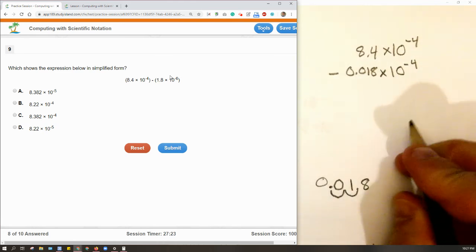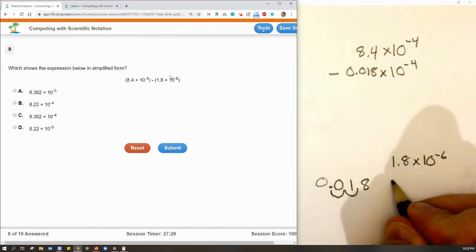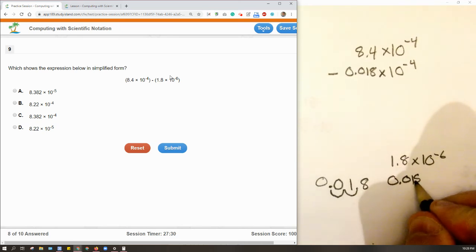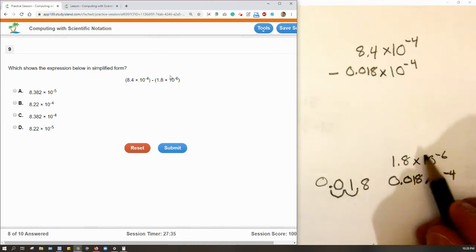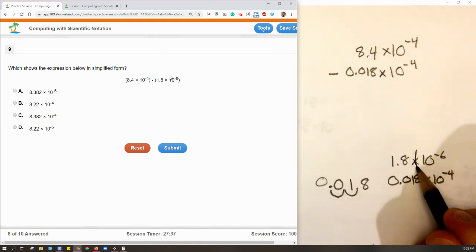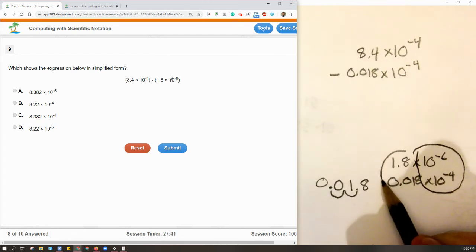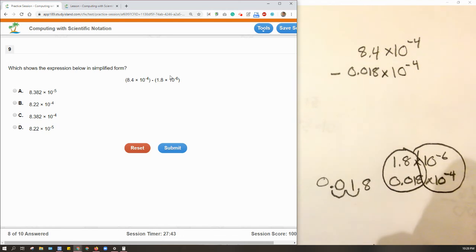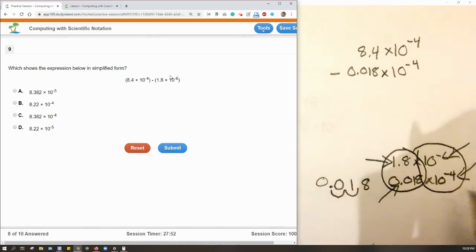We started off with 1.8 times 10 to the -6th, and we changed it to 0.018 times 10 to the -4th. These two values are worth the same. These ones, on the times 10 parts, are different by a factor of 100, but these two are different by a factor of 100 as well. So they balance each other out because this one is 100 times smaller than this one, but this is 100 times bigger than this. So they balance each other out.